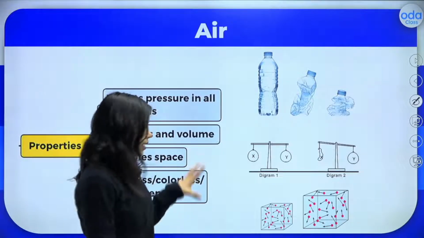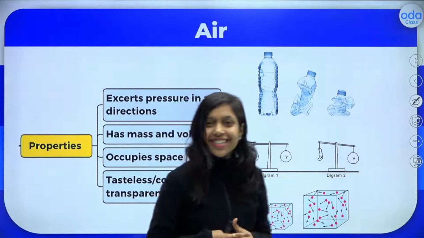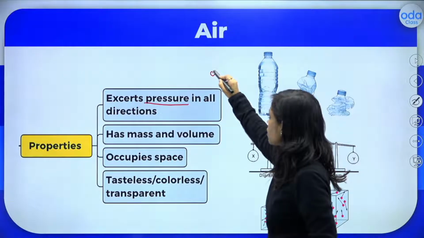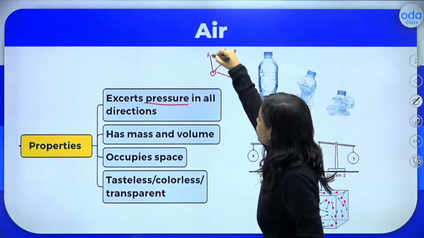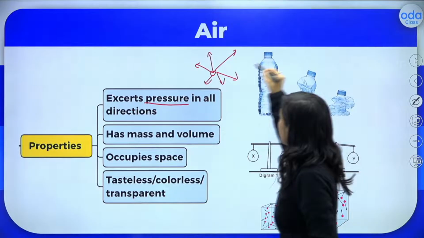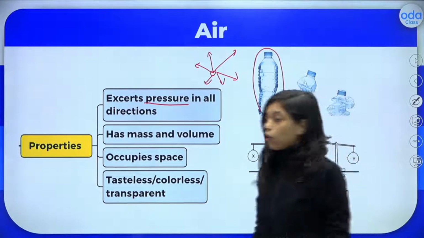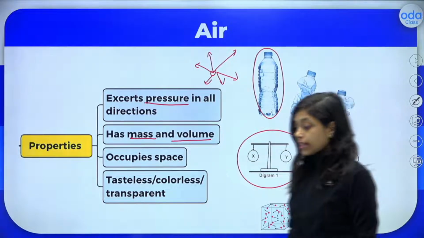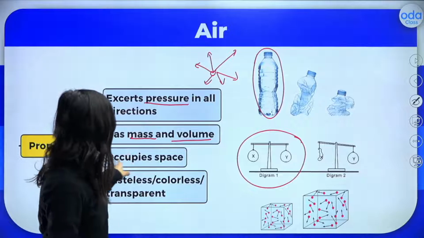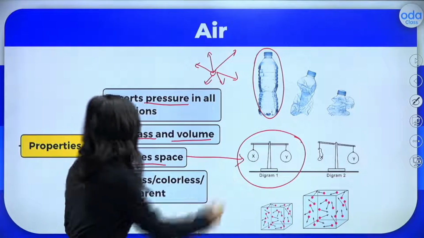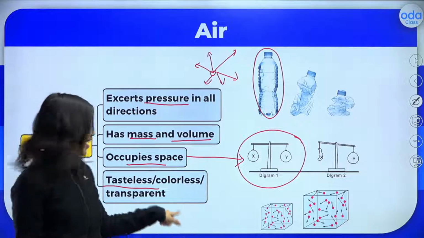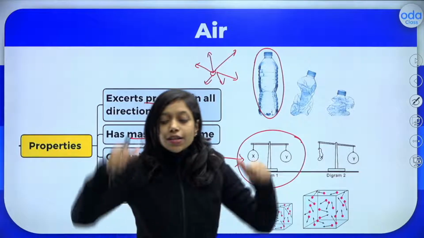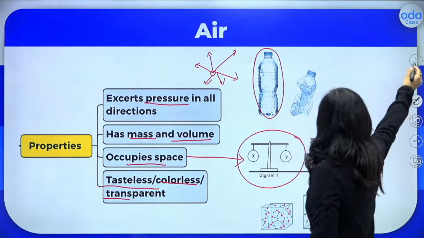Yesterday we studied what is air. Air is a mixture of gases and we learnt about its properties. It exerts pressure in all directions, not a single direction. You can give the example of an empty water bottle, which has mass and volume, or a balloon. Air occupies space, again with the example of a balloon. It is tasteless, you can't taste the air. It is colorless and transparent, so you can't see the air.